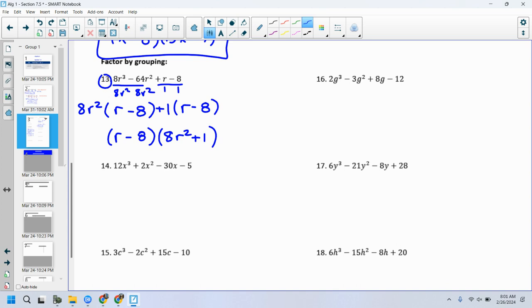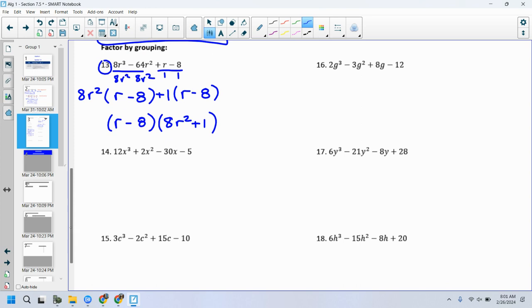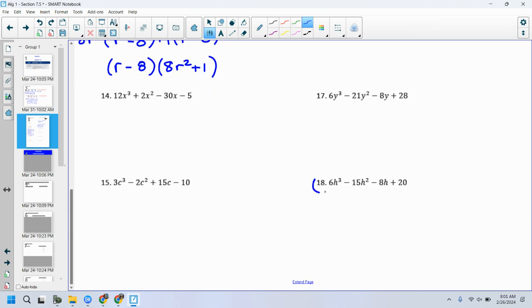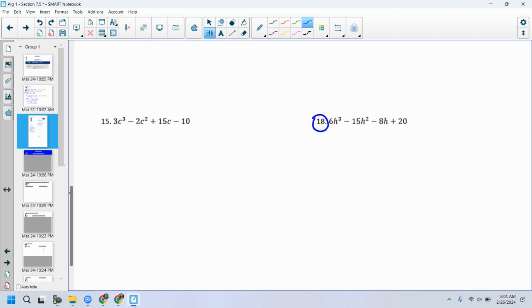All right, give me one more to go over from the bottom. 18, thank you, Cole. All right, 18. So now, standard form, check. Let's see what my two GCFs are. Well, the first one here, 6 and 15. Can I divide 15 by 6? No. So the next biggest factor of 6 is 3. That'll work.